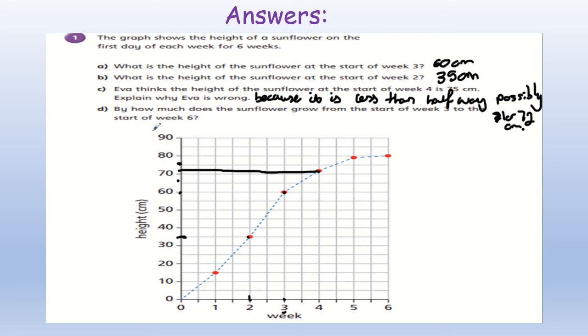And D, how much does the sunflower grow from the start of week 3, 60 centimetres, to the start of week 6, 80 centimetres? 60 and 80. Well done. It grew 20 centimetres. How did you do with these?